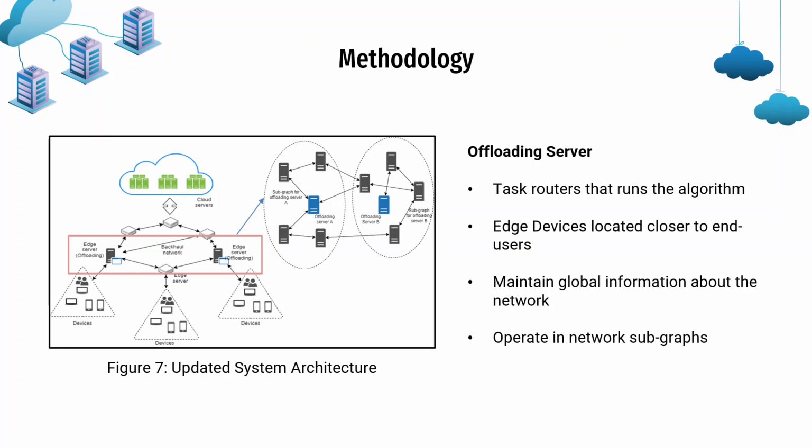As a part of the new system architecture, we deploy new offloading servers into the second tier, which is the edge tier. These offloading servers are task routers that help us run the algorithm. They also help us offload the task load onto different servers. They maintain global information about the network, like the resource constraints of different servers and the load crashes or failures in the topology.